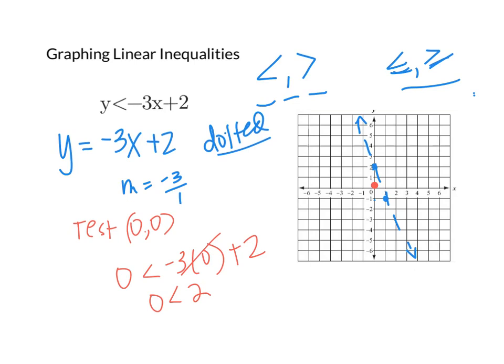We're going to think about, is this true or false? This is true. 0 is definitely less than 2, so that tells me that 0, 0 makes this inequality true, so everything on the side that has 0, 0, I'm going to shade in, because everything on this side is going to make that inequality true. And if it were false, for example, if it was 0 is less than negative 5, which is false, then I would shade the other side.